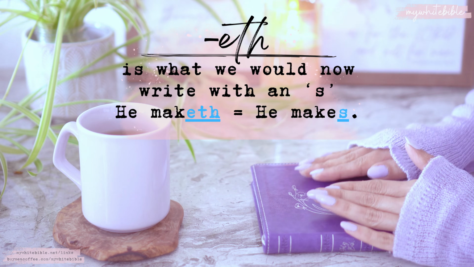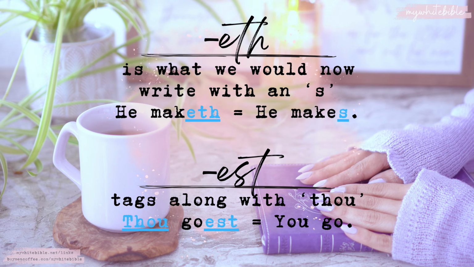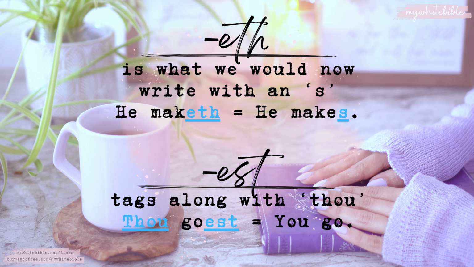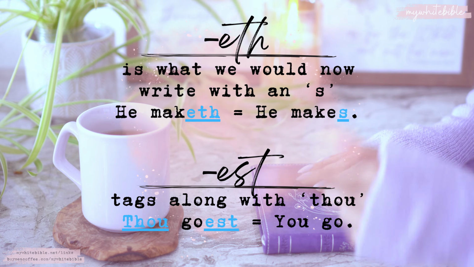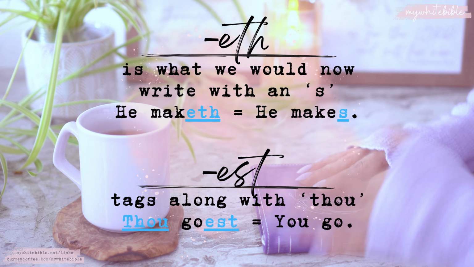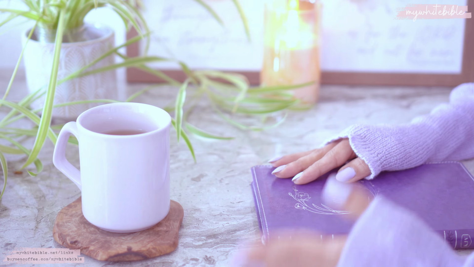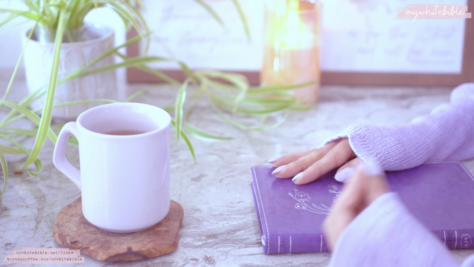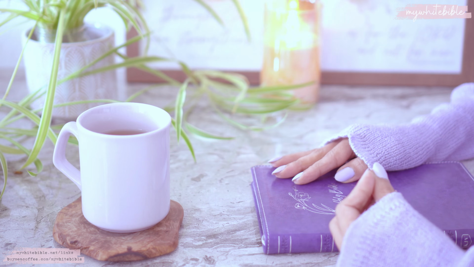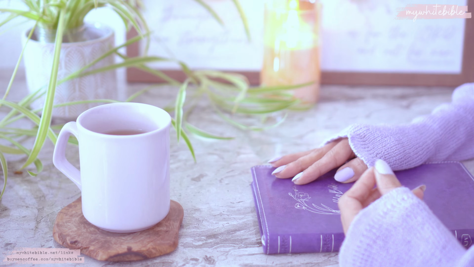And then EST tends to tag along with thou. So "thou goest": you go. All right, so if you see EST, it's thou, "thou goest," you go. Okay, so that's basically what those verbs are. If you see eth on the end, it's what we would normally have with an S. EST just usually has a thou in front of it.